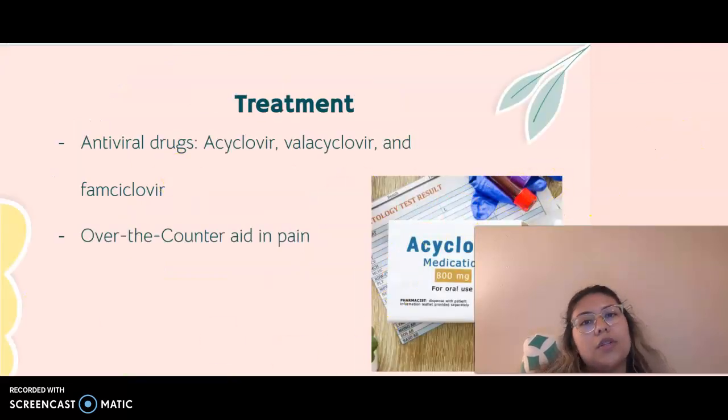Treatments. So there's no cure for shingles. These things are really just to aid in the healing process of shingles. So antiviral drugs that your physician can prescribe are acyclovir, valacyclovir, and famciclovir. And these are antiviral drugs that help in speeding up the healing process, and they also prevent any possible complications that can come about from shingles. Over-the-counter aids to help with pain could be wet compresses and calamine lotion. You can also use a colloidal oatmeal bath to help with itching.